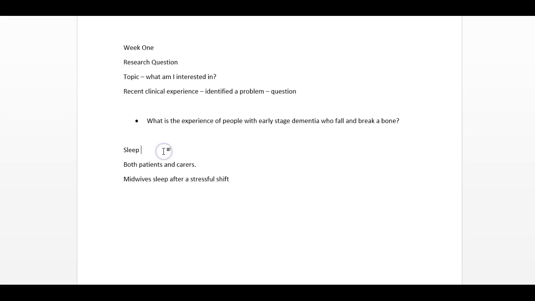So you might have been, and we'll put in that next step here, on a maternity ward, or you might have been either on placement or visiting someone you know who had a baby. It doesn't matter where you get your ideas from. So we've sort of got a general topic area here now, don't we? How do midwives sleep after a stressful shift? So that's not really a question, is it? So this is really our topic. So let's drill down a bit more there.